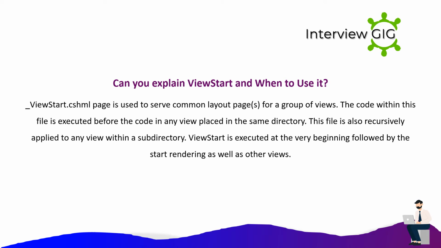Can you explain ViewStart and when to use it? The _ViewStart.cshtml page is used to serve a common layout page for a group of views. The code within this file is executed before the code in any view placed in the same directory. This file is also recursively applied to any view within a subdirectory. ViewStart is executed at the very beginning, followed by the start rendering as well as other views.